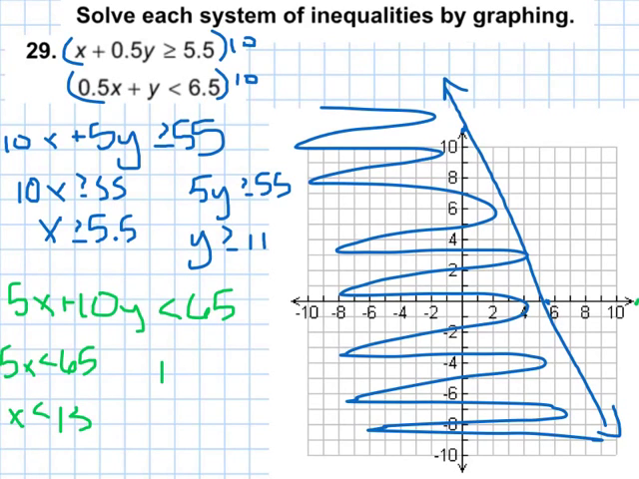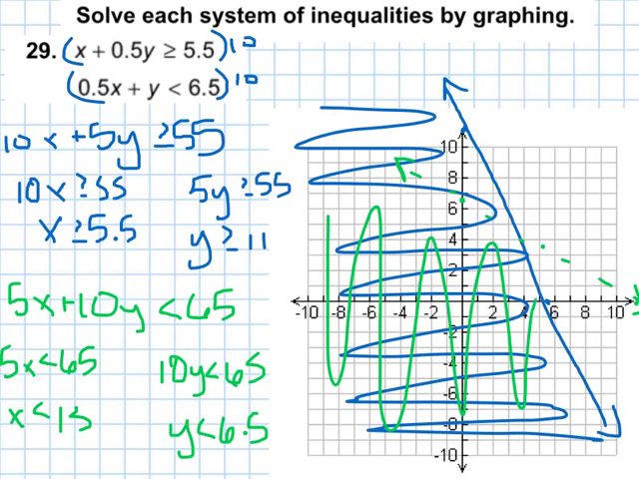And our y-intercept, 10y, is less than 65. So y is less than 6.5. 6.5 is about there. We'll draw our line, and remember it's going to be a dotted line or a dashed line. Plug in 0, 0. Is 0 plus 0 less than 65? Yes, it is. So we'll graph over here.